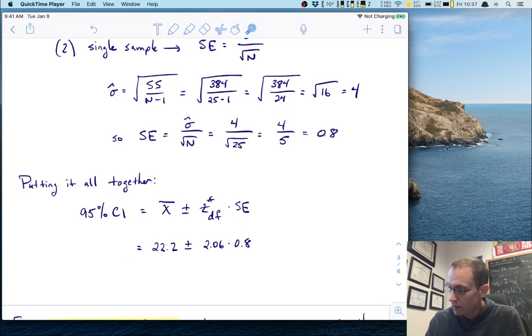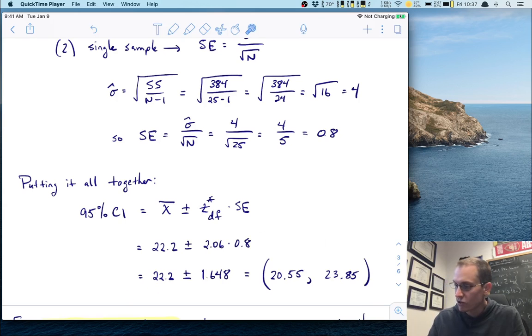So that becomes 22.2 plus or minus 1.648. When I multiply those two together, that's what that becomes. And so this means I take 22.2 minus 1.648, and that gives me 20.55 on the lower end. And then I take 22.2 plus 1.648 to get 23.85 on the upper end.